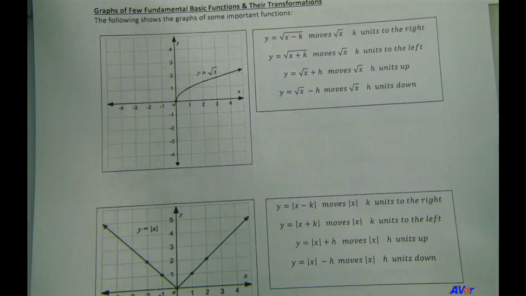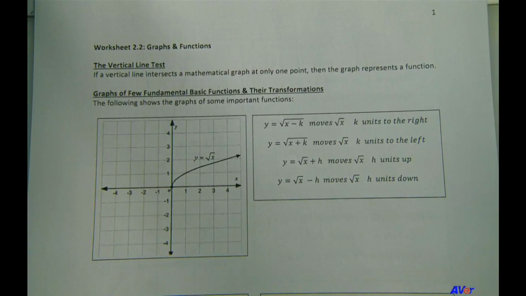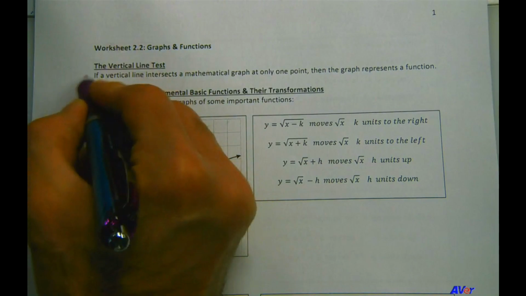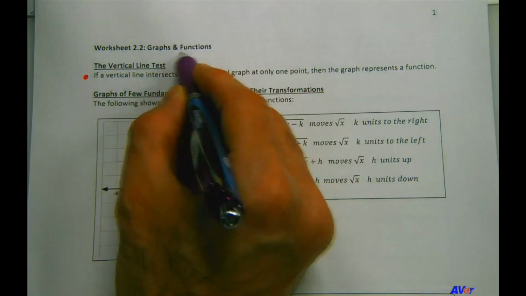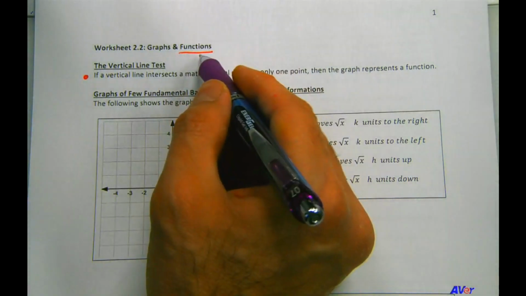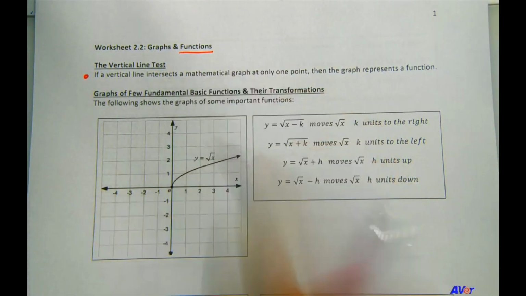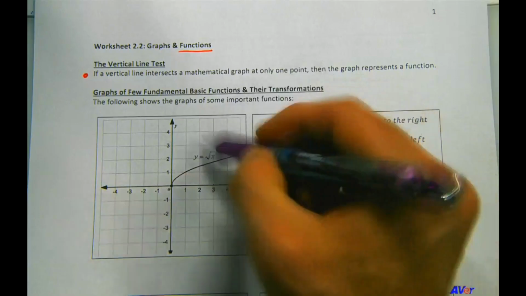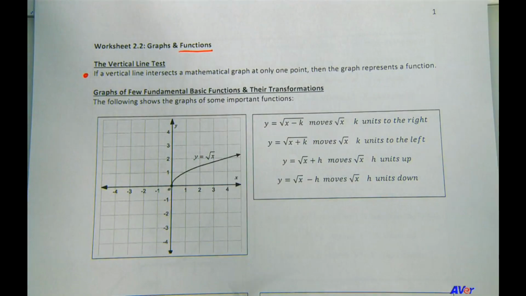Okay, so having said that, notice that this first function, well, first of all, I should mention something about the vertical line test, because in this section we'll be talking about functions. So we should draw a distinction between what's a function and what is not a function. If a vertical line intersects a mathematical graph, such as this one, at only one point, then the graph represents a function. Otherwise, it doesn't.